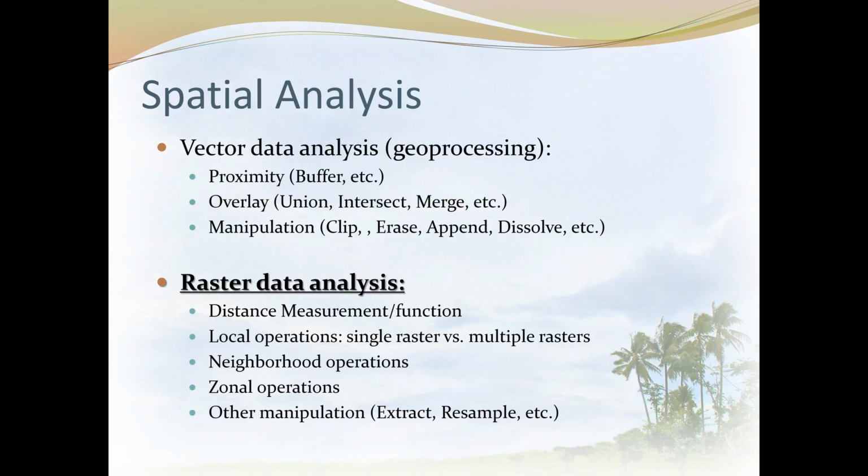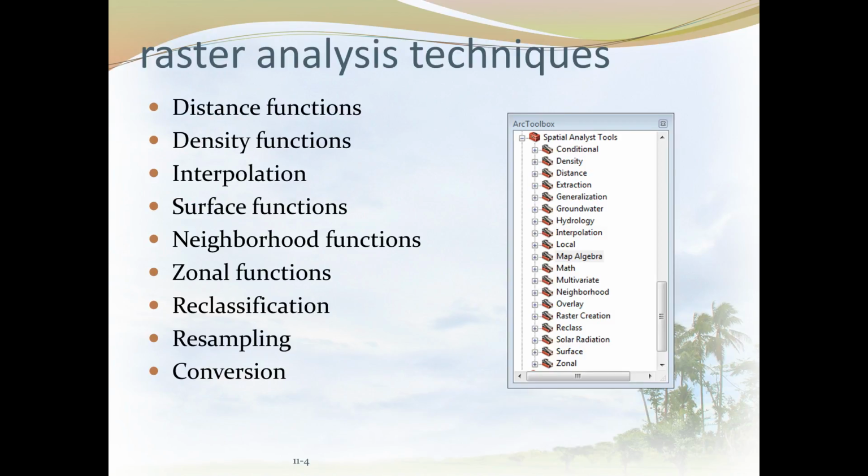So then neighborhood operation, zonal operation, and some of extract, resample and cut things, and conversion, reclassification, and stuff there. So that's what we're going to go through. If you look at raster analysis techniques, it will include spatial analysis. For raster we will have distance function, density function. We already did density function, interpolation not yet. Surface function, neighborhood function, zonal function, classification, resampling, and conversion.